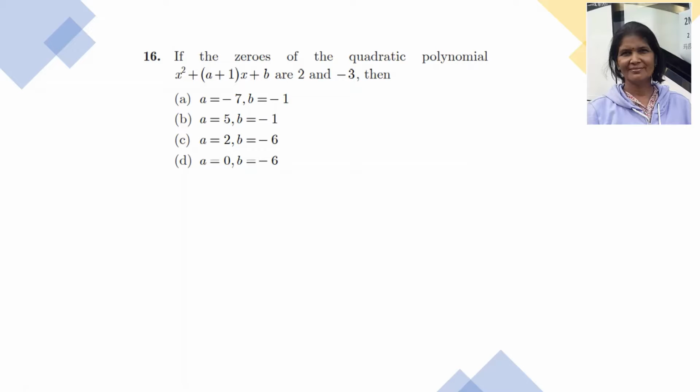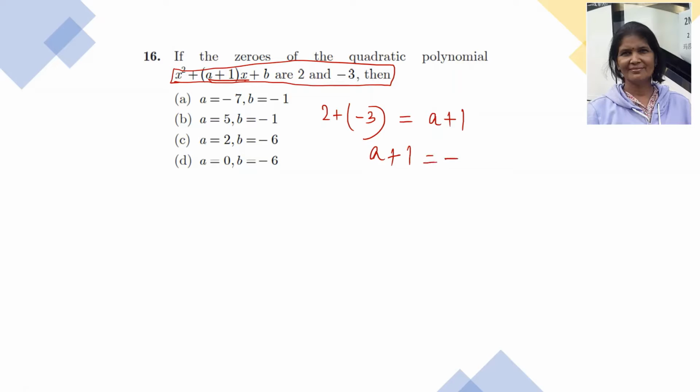16. The zeros of the quadratic polynomial are 2 and minus 3. Then what are a and b? Let us find the sum. The sum is 2 plus minus 3, which should be minus b by a, so it should be a plus 1. So a plus 1 is minus 1, so a is equal to 0.